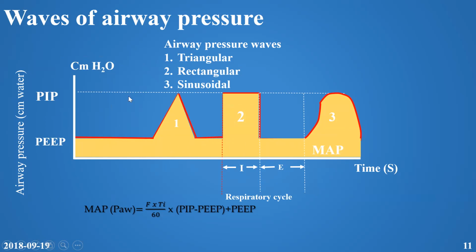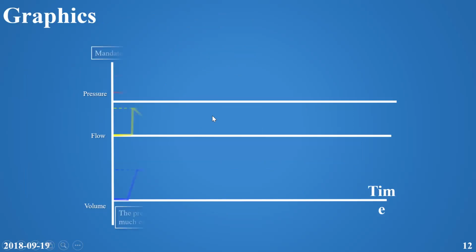You can see this is called a graph. The graph is a parameter, which is the pressure here, against time. It shows more than one cycle, so it shows the trend. PIP, PEEP, and all of this colored area is called MAP. It is composed of PIP, PEEP, rate, and inspiratory time.